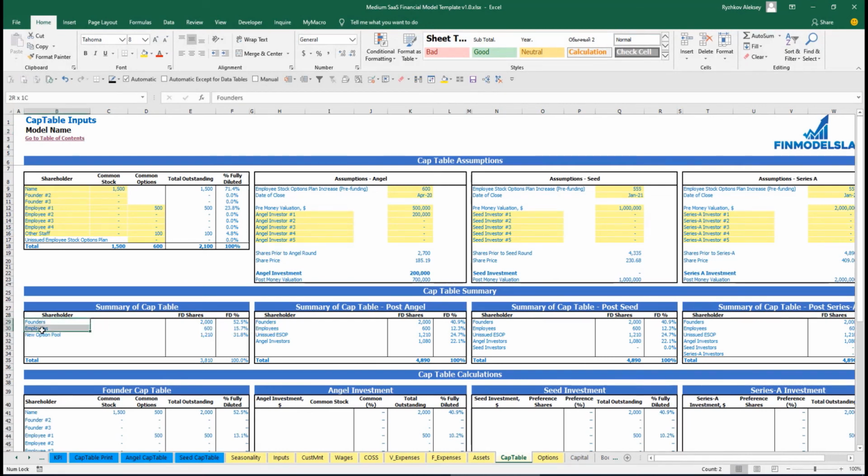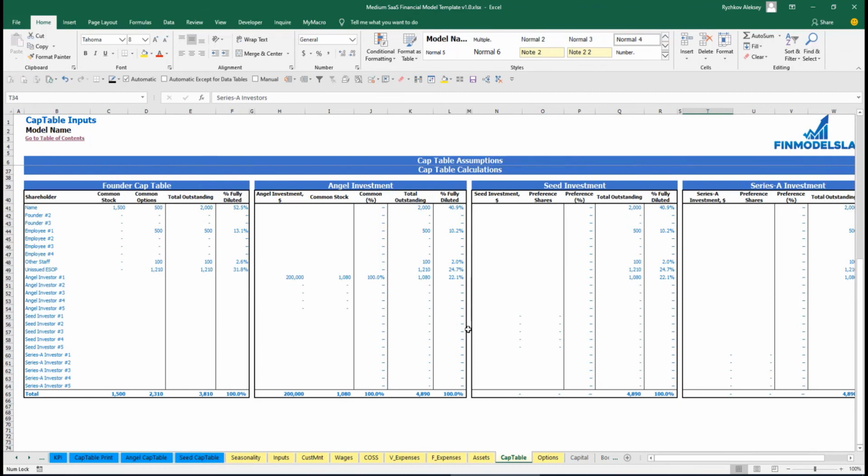So in here you can see the shareholders, which is founders, employees and new options pool broken down by shares and dilution. Additionally, you have angel investors on the next tab to the right, seed investors, and Series A investors. Below you may see more detailed cap table calculation based on the names of founders, employees, and angels. Again, you have common stock, common options, total outstanding, the dilution percentages across these shareholders. In the next step to the right, you can see the angel investment amounts, count of shares, and the dilution after angel round, seed round, and Series A round.